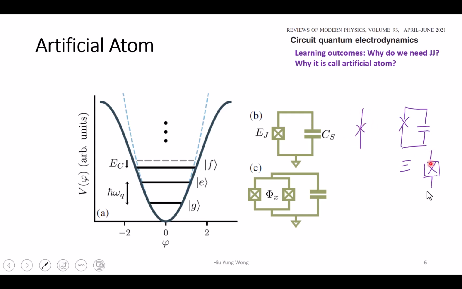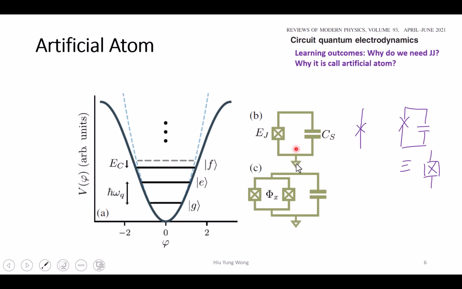Some people add the box across it, which means it is a transmon, but it depends. For example, in this paper, it has a box across it. But no matter what, a Josephson junction does have a parasitic capacitor, okay? So this might mean a Josephson junction with the parasitic capacitor. This is an extra capacitor we add to it. We will discuss this later.